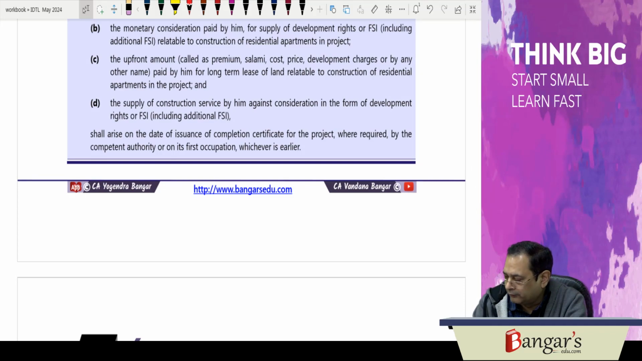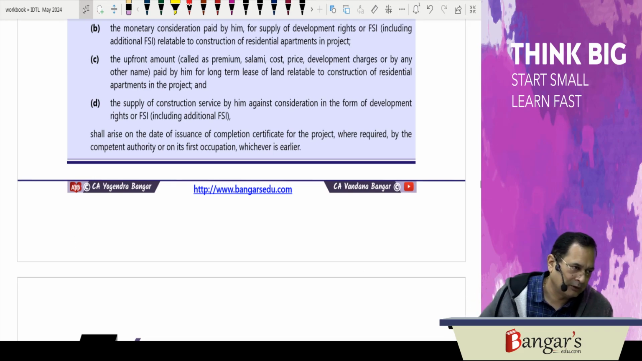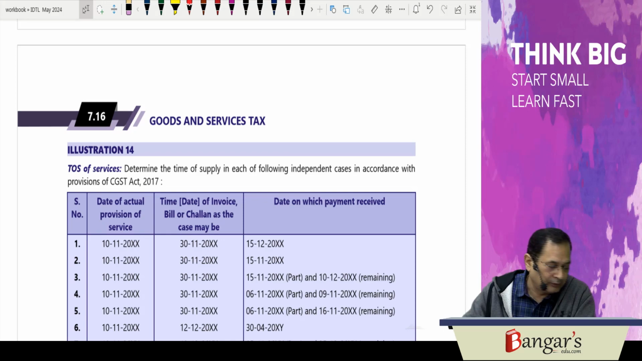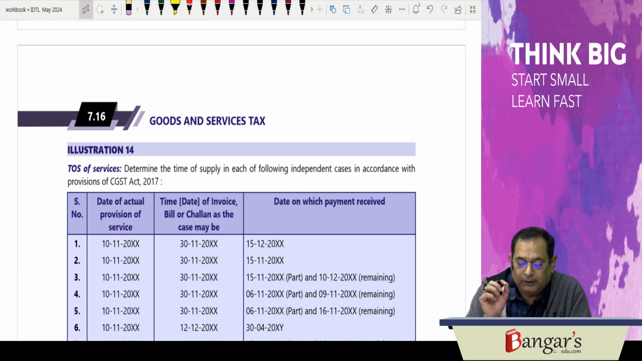So under forward charge mechanism, time of supply will arise, if the invoice is issued within the time limit, on the date of issuance of invoice or date of payment, whichever is earlier. If the invoice is not issued within the time limit, it is the date of completion of supply or date of receipt of payment, whichever is earlier, under forward charge mechanism. Now let us discuss the practical questions. Determine the time of supply in each of the following independent cases in accordance with the provisions of the CGST Act.